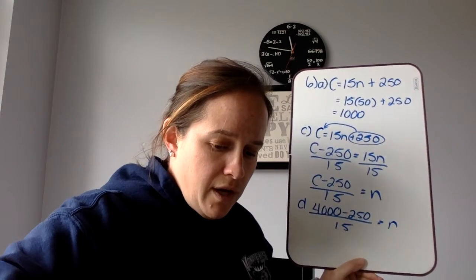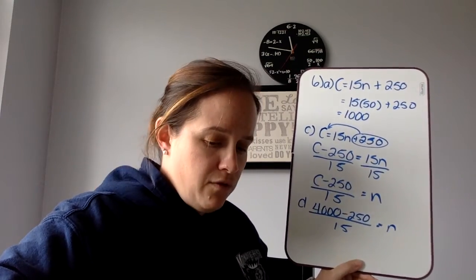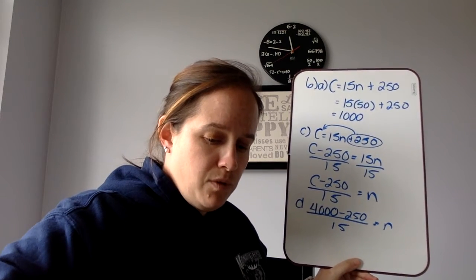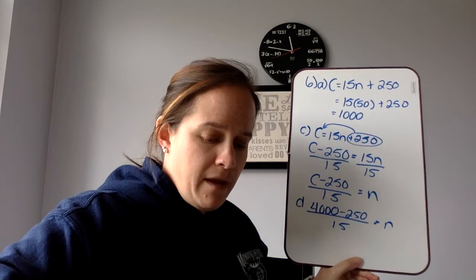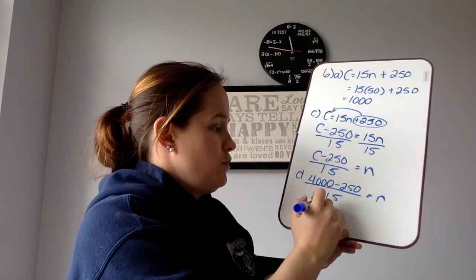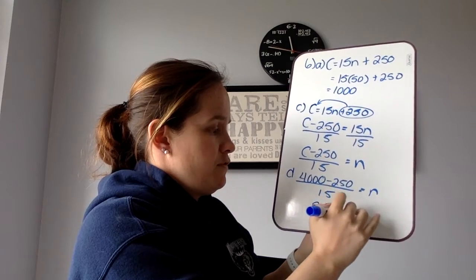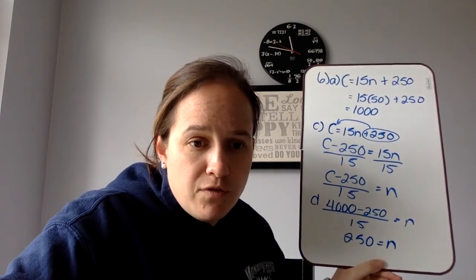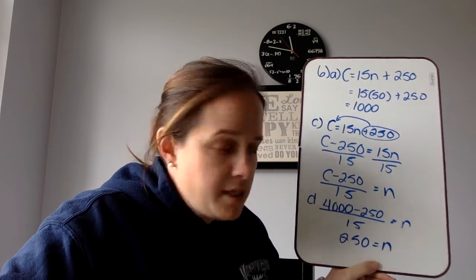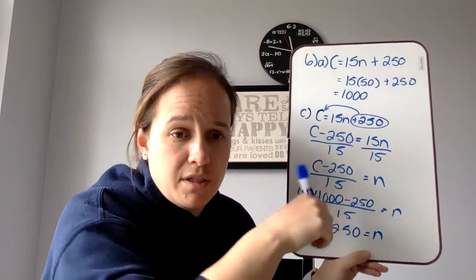So in order to do that, you take your 4,000, you subtract your 250, and then divide that by 15. So you could have a maximum of 250 people for a budget of 4,000. So you're going to do the same thing for the 2,000, except here you would put 2,000 instead of 4,000.